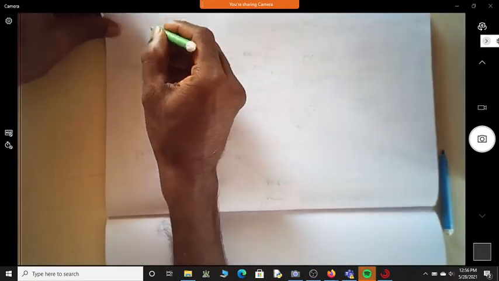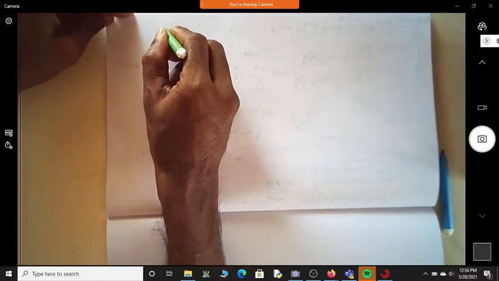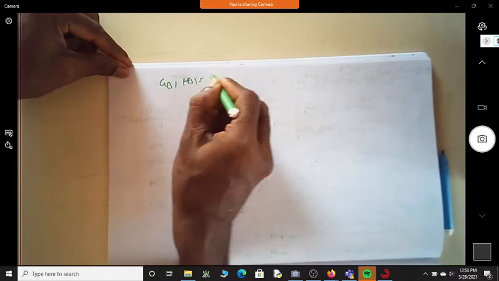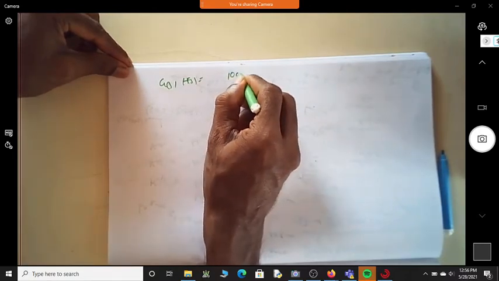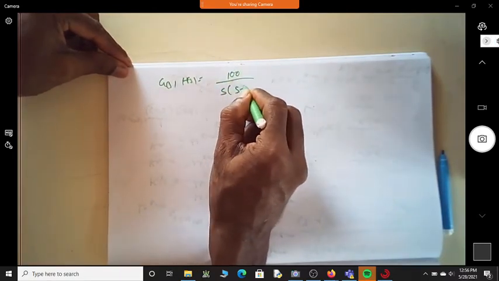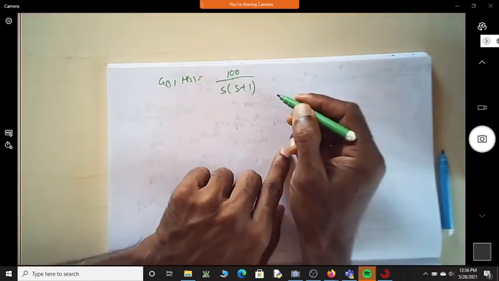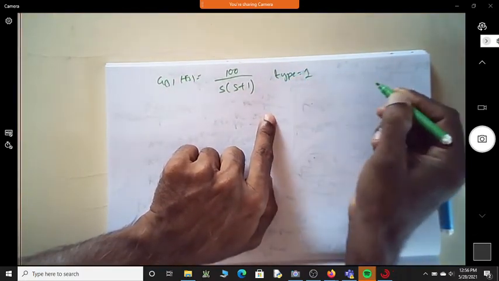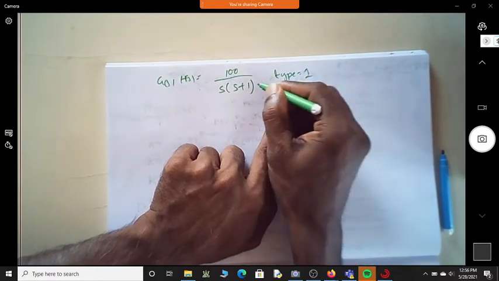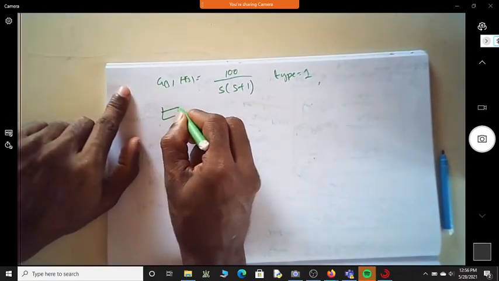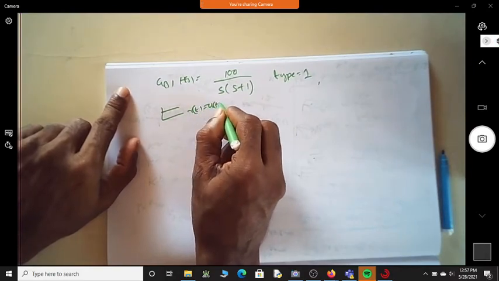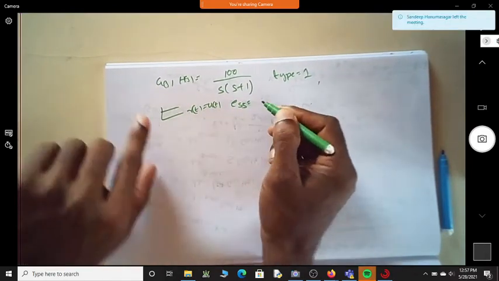Now let us consider a type 1 system. So shall we consider GFS into HFS as equal to 100 divided by s into (s plus 1). What is the type number? Type is 1. For this, if I apply step input, r of t is equal to u of t, what is ESS?